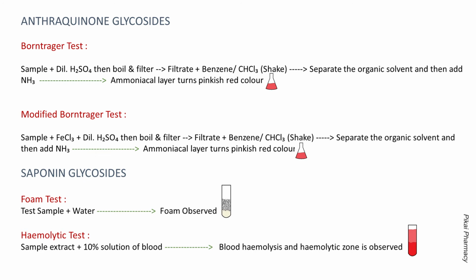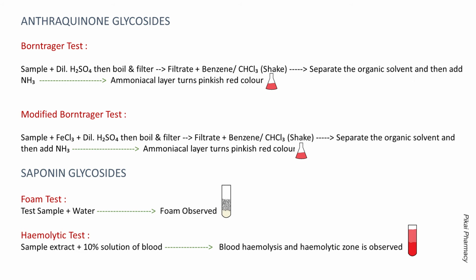Now this modified Bornträger test is not that much different from the Bornträger test. The only difference is that before boiling, along with dilute sulfuric acid, we also add ferric chloride. Now in this modified Bornträger test also, the color for detecting the positive test is also same, that is pinkish red color.